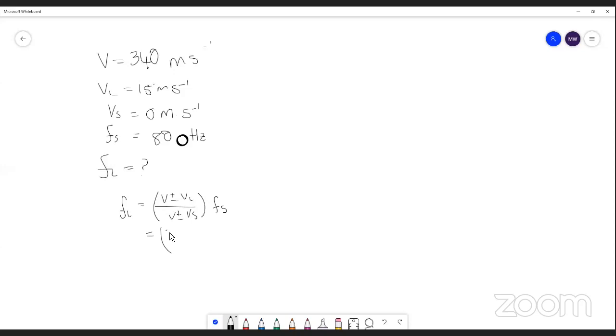Okay, so this is going to be 340 plus 15, because we know we're running towards it, divided by 340. And I'm just going to say plus 0 again, but like I was saying, you don't have to. And then we multiply it by 800. And that gives us 835.29 hertz.